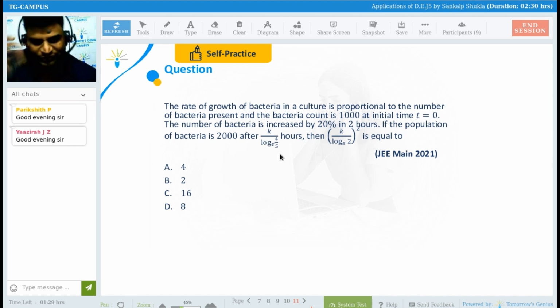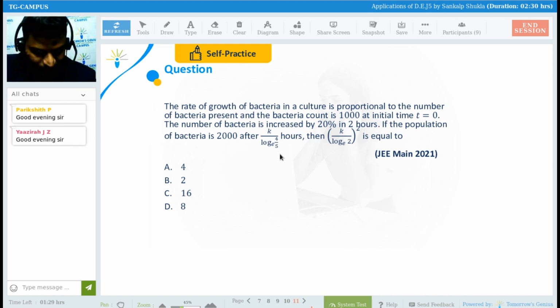The rate of growth. See, first of all, this is the trick. What JEE does is, it will always be visible in these kinds of questions, these complex terms, k upon log 4 by 5, k upon log 2. They specially place these kinds of terms in the question just to make it look more horrible. But it is not that tough.